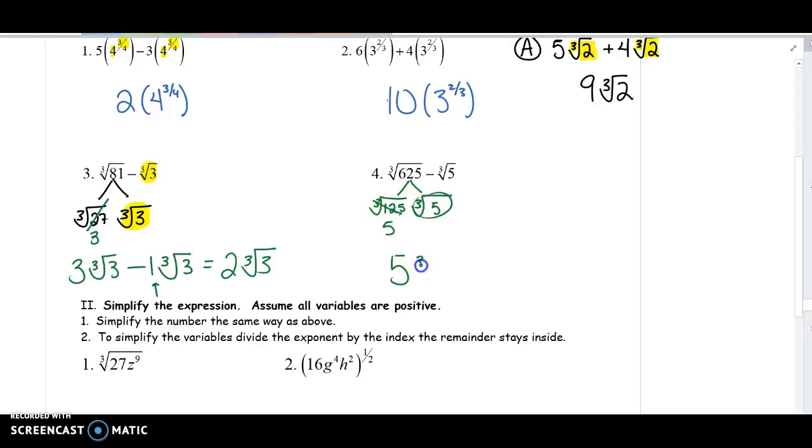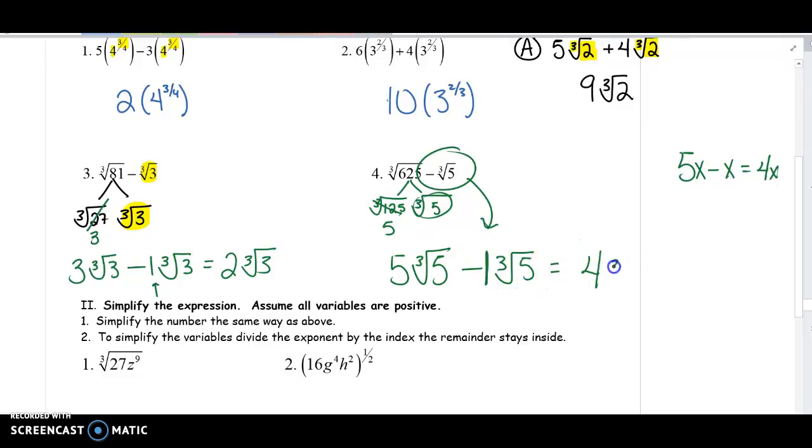So we have 5 times the third root of 5. Those numbers will not always match like that. That's kind of a coincidence, the way that this notes packet worked out. Minus the third root of 5. So don't forget, what you're trying to do is this subtraction. So you simplified the cube root of 625, and now you're subtracting the third root of 5. Don't get confused. This is like 5x minus x. Our answer should be 4x. So 5 cube roots of 5 minus 1 cube root of 5 will give you 4 cube roots of 5.